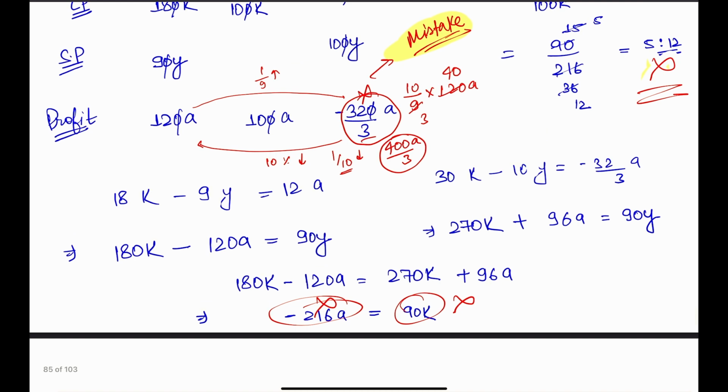We understood what the mistake was, and if we correct it with 400 upon 3, we will get the correct value. But there's a different approach to solve it also, so let's try to solve with that one. Starting with it, CP, A, B, C, everything was correct the way I was doing. CP, SP, and the profit.